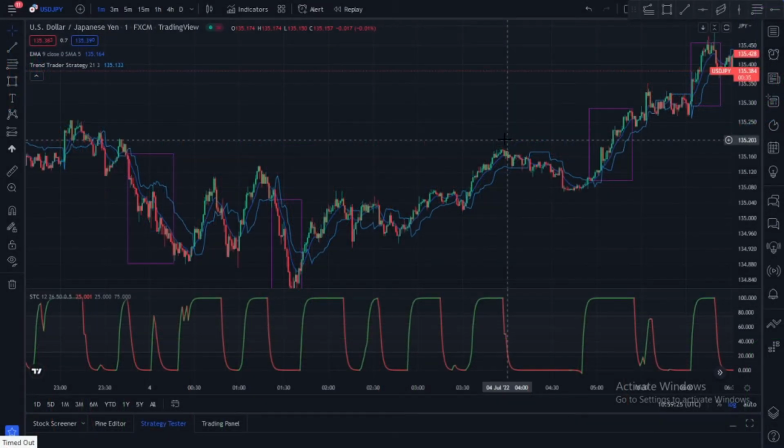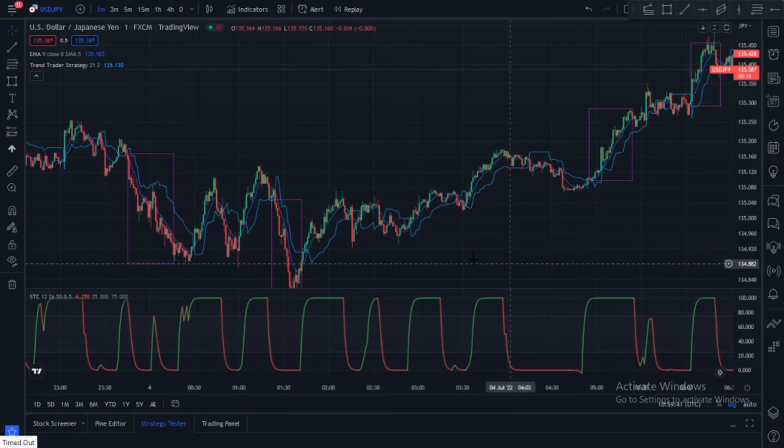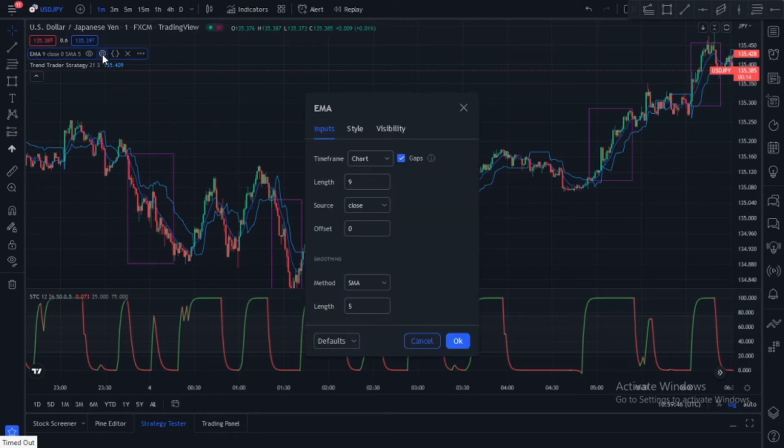In the STC indicator, a short position is considered at the roofs in red color, and a long position at the floors in green color. The EMA indicator is used to identify the trend, whether it is an uptrend or a downtrend. From the settings section, set the EMA indicator to 200.